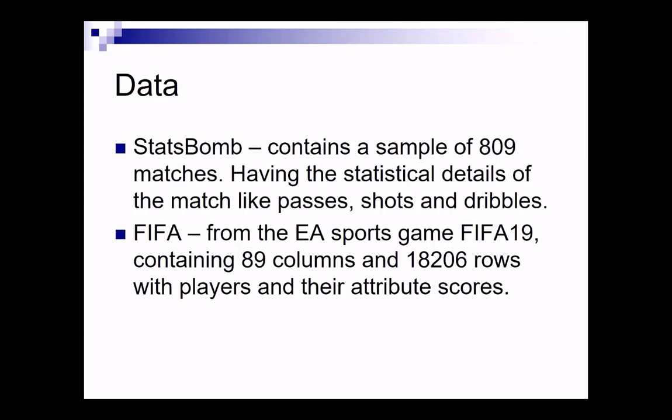We again cleaned the data such that the columns we are using in the end consist of player, position, location, type and related events. The FIFA data originates from the EA Sports game FIFA 19, containing 89 columns and 80,206 rows with players and their attribute scores. We analyzed ways in which we could correlate both datasets to discover what insights we could receive.